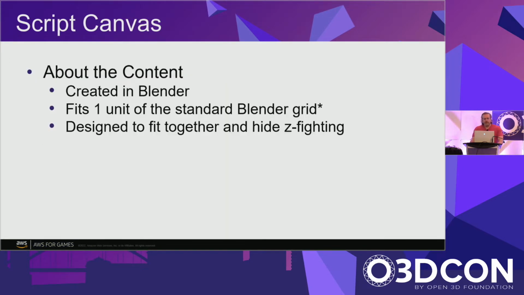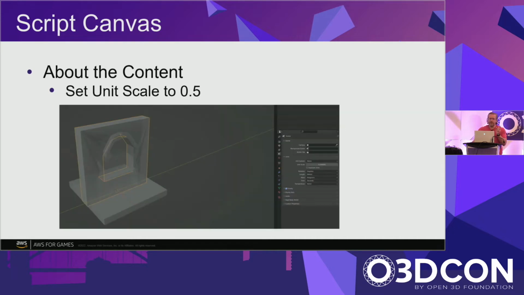So a little bit about the content that I use in this demo. It was all created in Blender. It fits the standard Blender unit, but you have to be careful. I noticed that in order for it to fit properly in O3D, I had to set the unit scale in Blender to 0.5. That way it matched perfectly. When I moved elements in Script Canvas by 1 unit, it moved just like it would have moved in Blender. So it's an important detail.